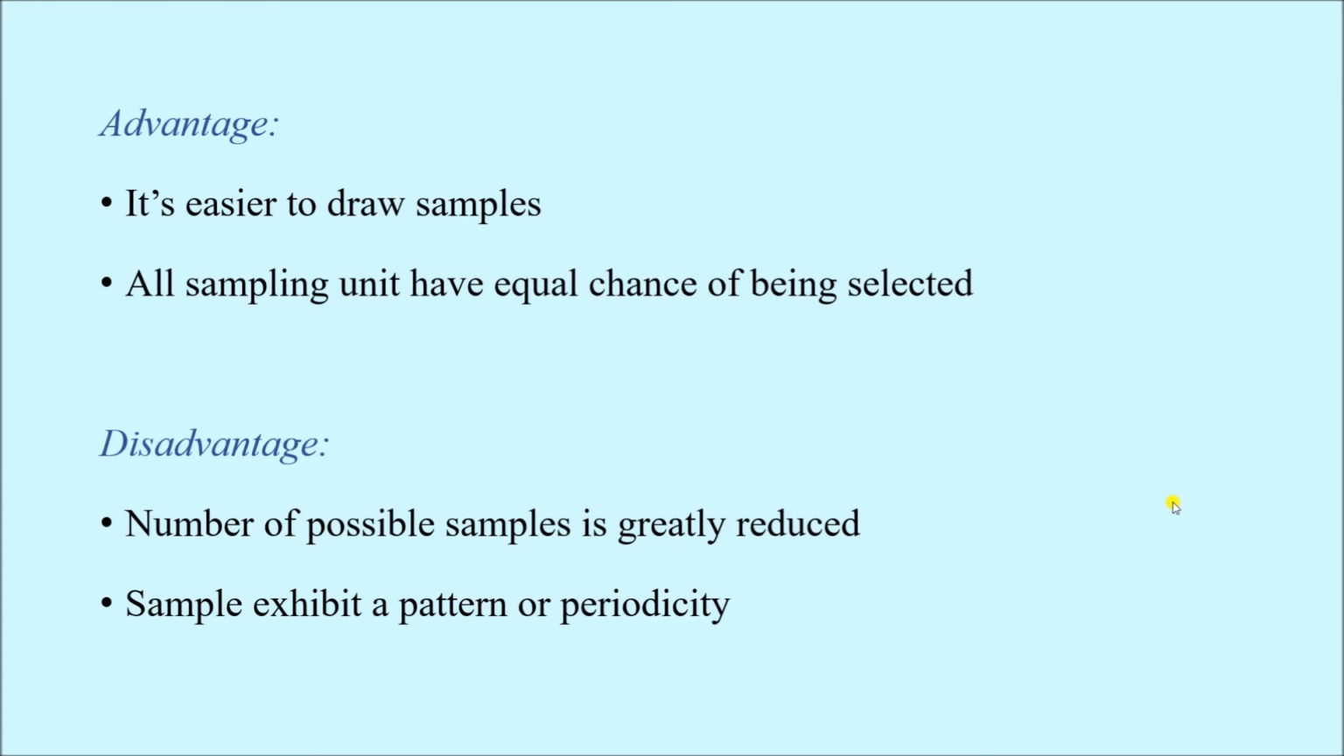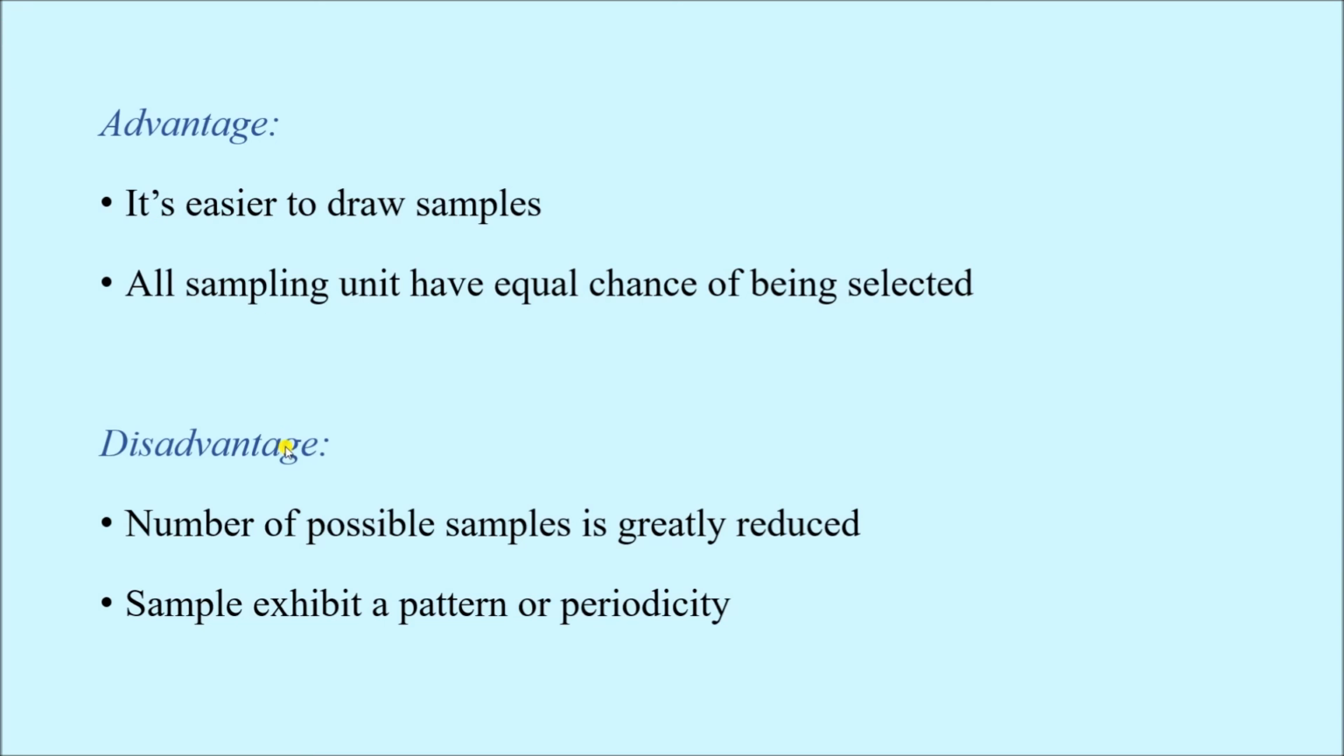Now, what are the advantages and disadvantages of systematic random sampling? It is easier to draw samples, and also all sampling units have equal chance of being selected, because the first sample that we are drawing was drawn randomly, right? So all the sampling units in the given sampling frame have equal chance of being selected. So that means the law of probability is being maintained.